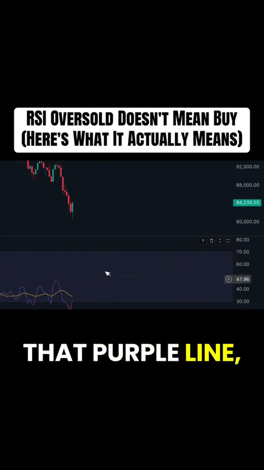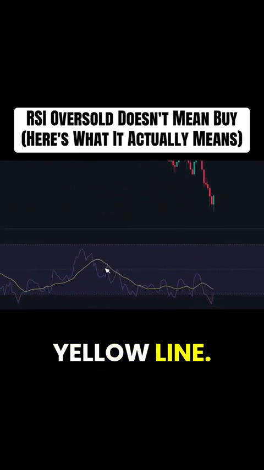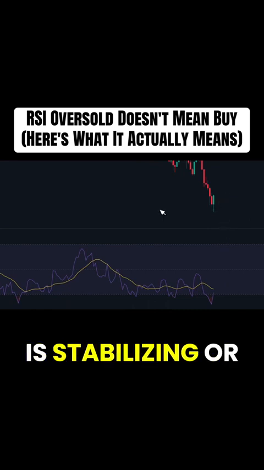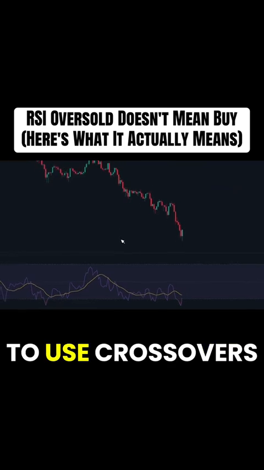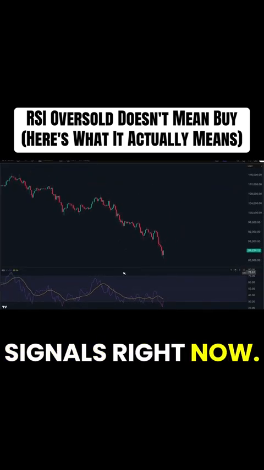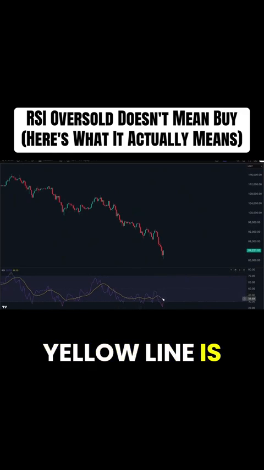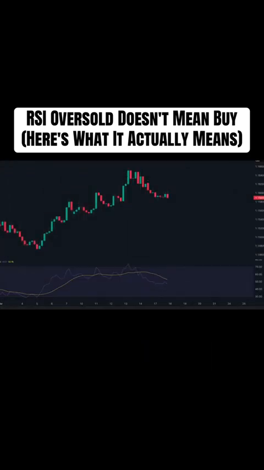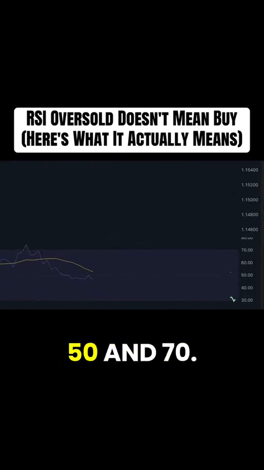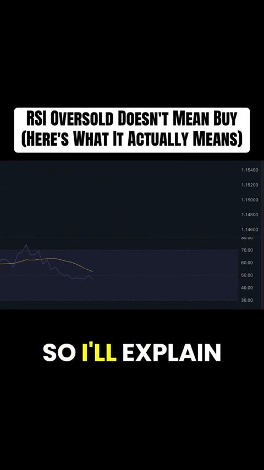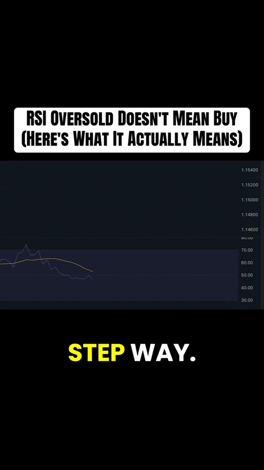On top of that purple line, you'll see one yellow line. That yellow line is just a moving average of the RSI. It smooths the RSI so you can see if momentum is stabilizing or turning. You don't have to use crossovers or any complex signals right now. Just remember, purple line is the actual RSI. Yellow line is the smoothed RSI. You'll also see horizontal levels on this RSI window, usually at 30, 50, and 70. These three numbers are very important, so I'll explain them in a clean, step-by-step way.